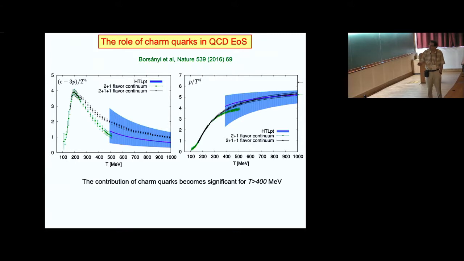flavor calculation. So in fact, if you would think about the early universe where the things are in thermal equilibrium, there, of course, at temperature 400 MeV charm quarks is very important.